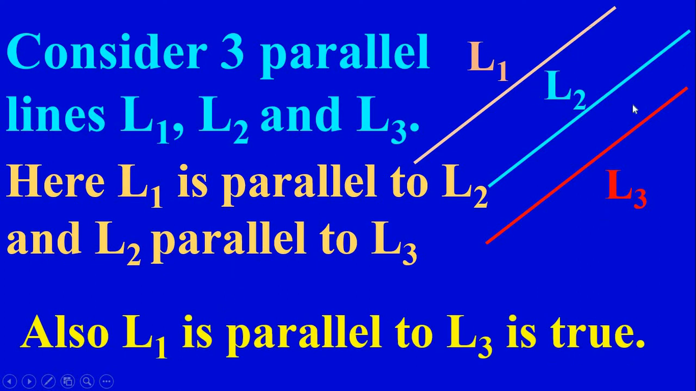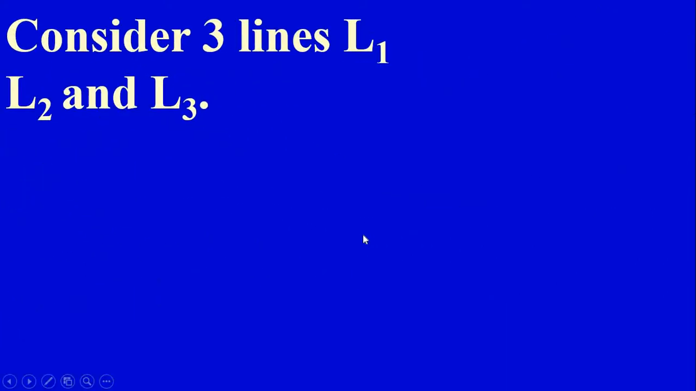So consider L1 and L2 parallel, L2 and L3 parallel. Also L1 is parallel to L3. So here L1 is related to L2 by the relation parallel, L2 is related to L3 by the relation parallel, and L1 is also related to L3 by the relation parallel. We consider one more example.